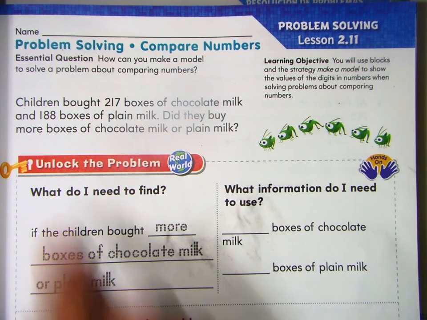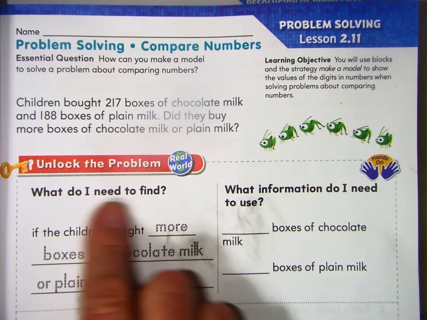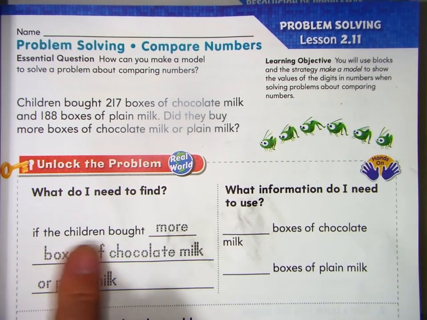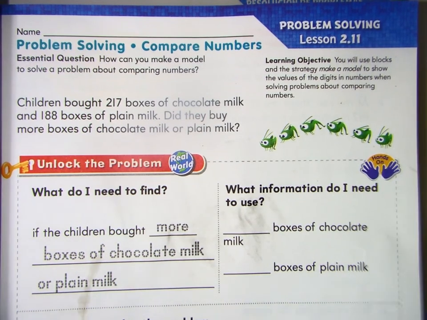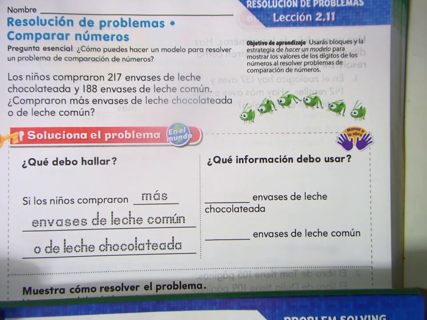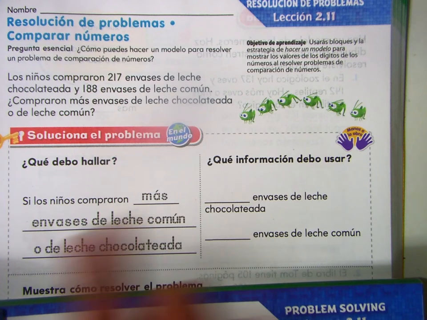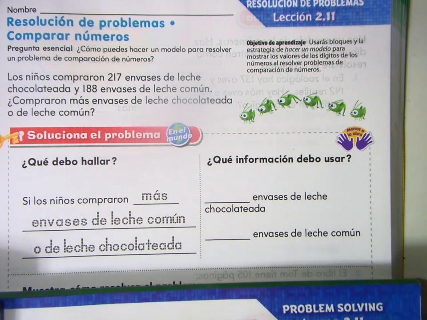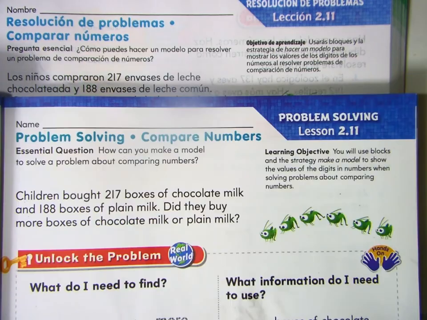Okay, so what do I need to find? ¿Qué necesito encontrar? If the children bought more boxes of chocolate milk or plain milk, we want to know which did they buy more of, the chocolate or the plain. ¿Qué debo hallar? Si los niños compraron más envases de leche común o de leche chocolateada. Okay.